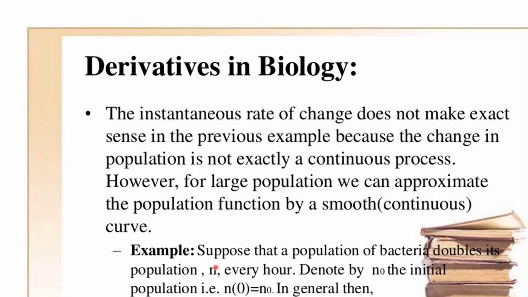For example, suppose a population of bacteria doubles its population n every hour. For every 1 hour, the population n doubles. Denote by n naught the initial population, that is, n(0) = n naught. In general, then we find the derivative concept.